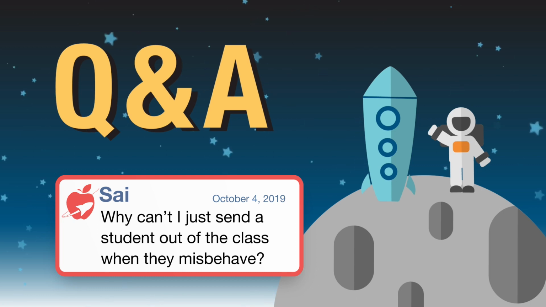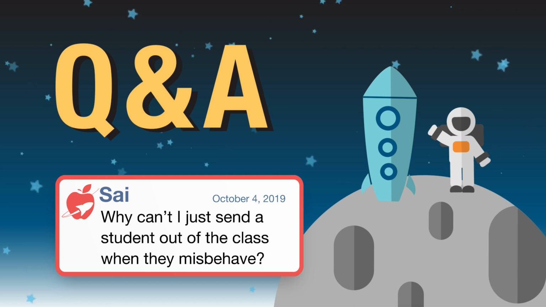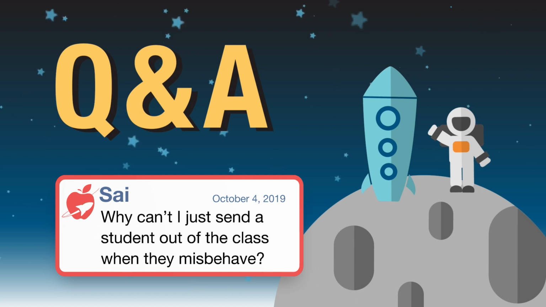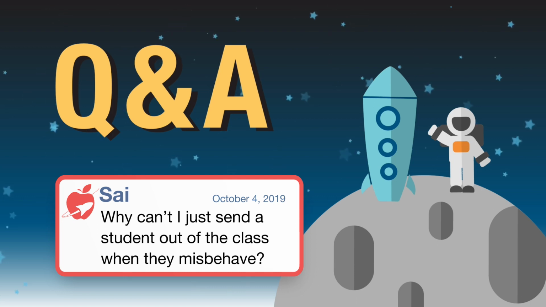A big one is that the student will stop seeing you as the authority in the classroom and see only the principal as the authority, or whoever you're sending them to. So you'll end up having to send them out time and time again, and they're not going to be learning because they're not in your class, and you'll have damaged your relationship with them severely.